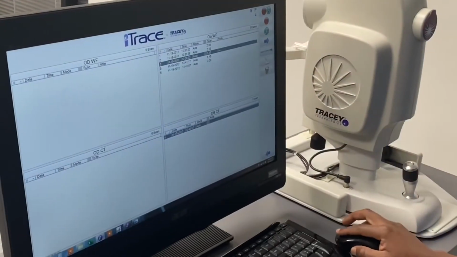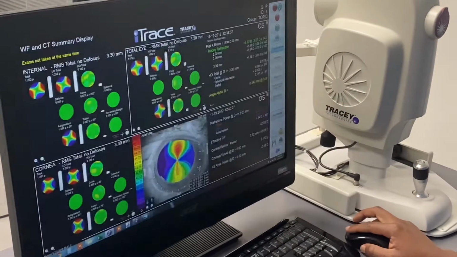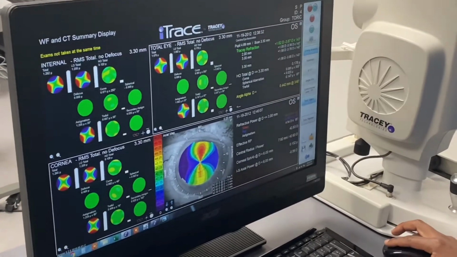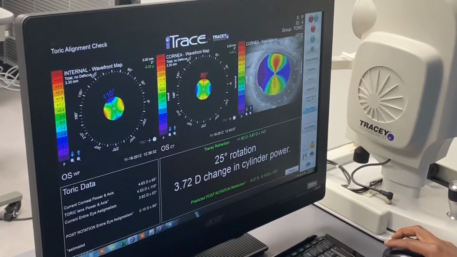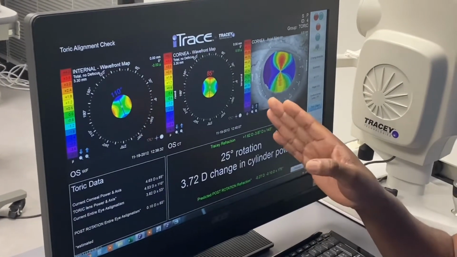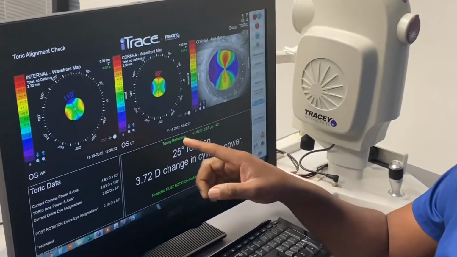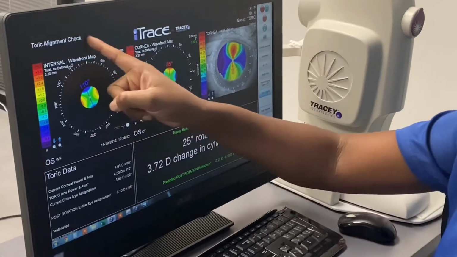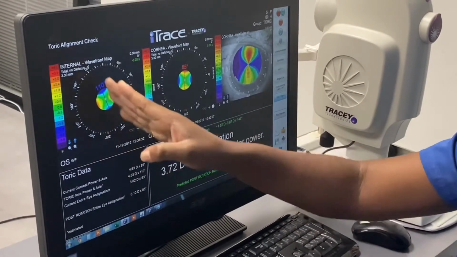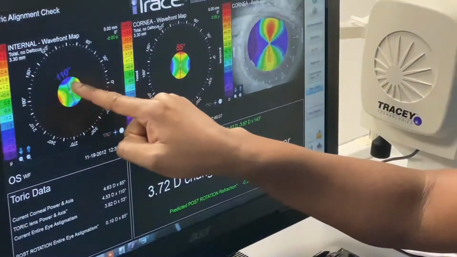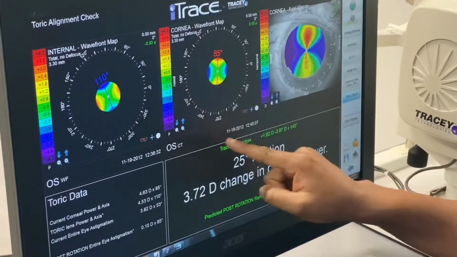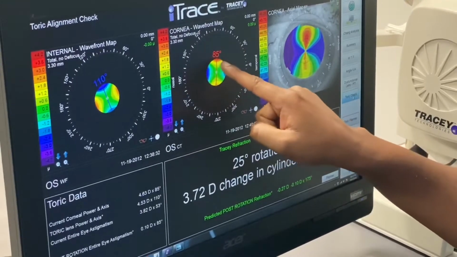It's a patient that has had toric lens surgery and couldn't see well following the toric lenses. And this Wavefront analyzer has a toric check module where we can look and see if the toric lens is sitting at the right axis. This is the internal wavefront. You can see this is the wavefront of the lens. The lens is sitting at 110-degree axis. And if you look at the cornea, the axis of astigmatism on the cornea is sitting at 85.